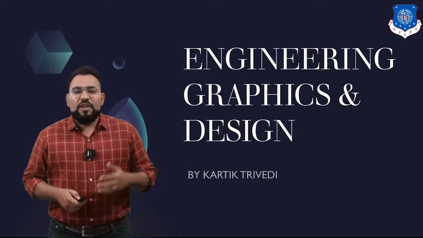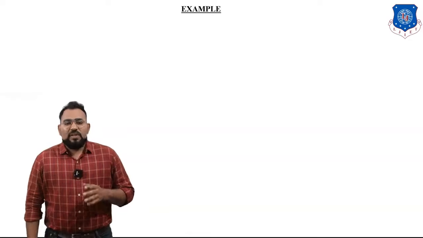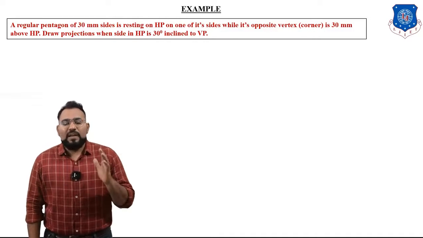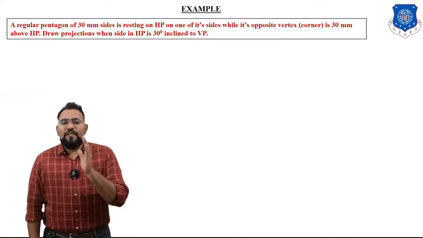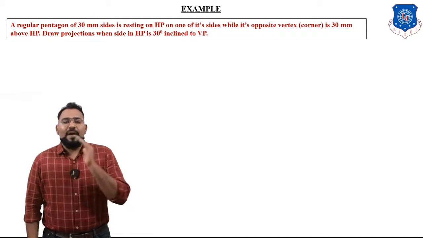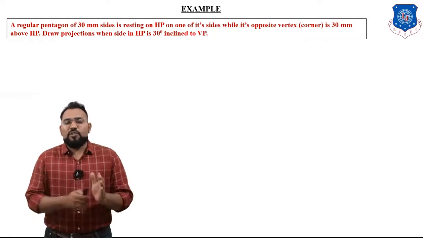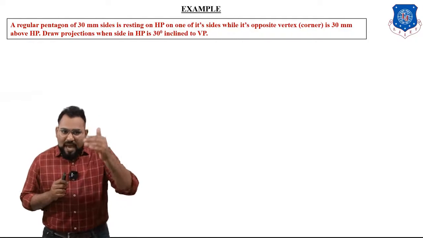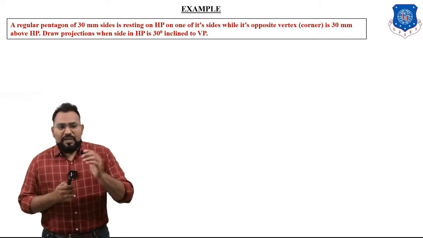So in today's video, we're going to see one example of projection of planes. So let's start. Now you can see the example on your screen. A regular pentagon of 30 mm sides is resting on HP on one of its sides while its opposite vertex is 30 mm above HP. Draw projections when the side in HP is 30 degrees inclined to VP. So now we have the statement of the example with us.